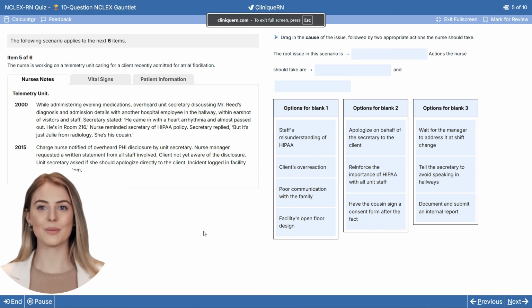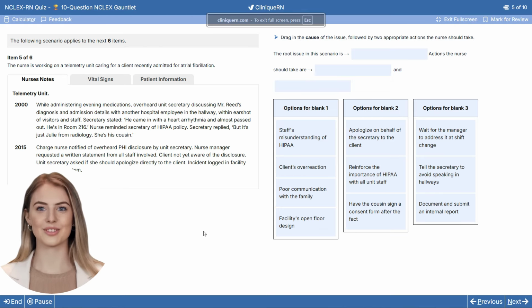All right, last but one challenge. You've reported the breach. The compliance team's on it, and everyone's giving written statements. Let's see if you can spot why this breach really happened and what the nurse's next 2 actions should be. Let's play fill in the blanks. The root issue in this scenario is dash. Actions the nurse should take are dash and dash.